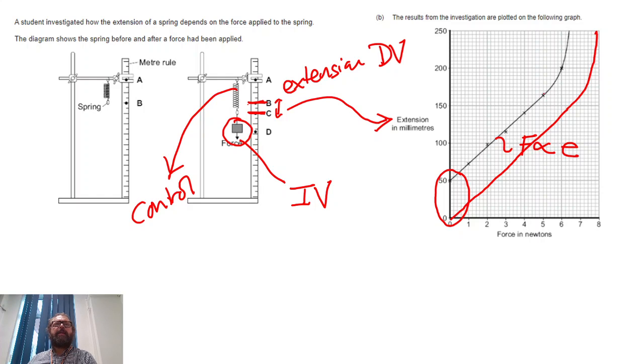The straight line part of the graph is a direct proportionality, and once we get past this point here and the graph is no longer straight, we've reached the limit of proportionality, and this spring is no longer obeying the law which gives us the equation F equals k e. The k is no longer constant.